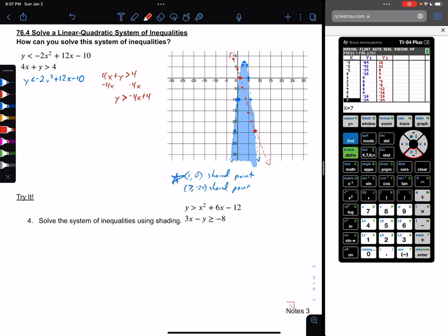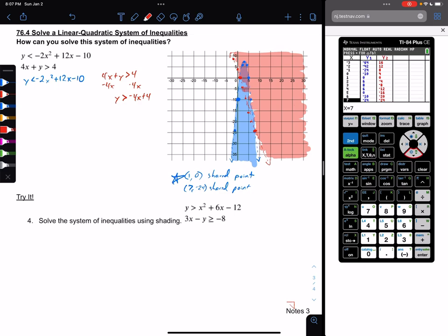We want values that are greater than -4x + 4. So those numbers are going to be to this top right portion. So they would be the numbers that are over here. All of these would be the solutions to the linear inequality, everything here. So what is the question? How can you solve this system of inequalities? The solution is where these two shaded regions overlap.